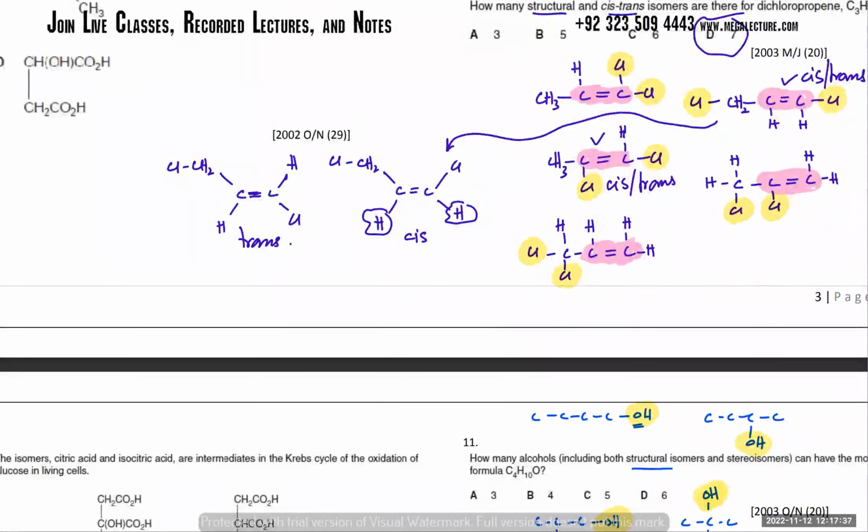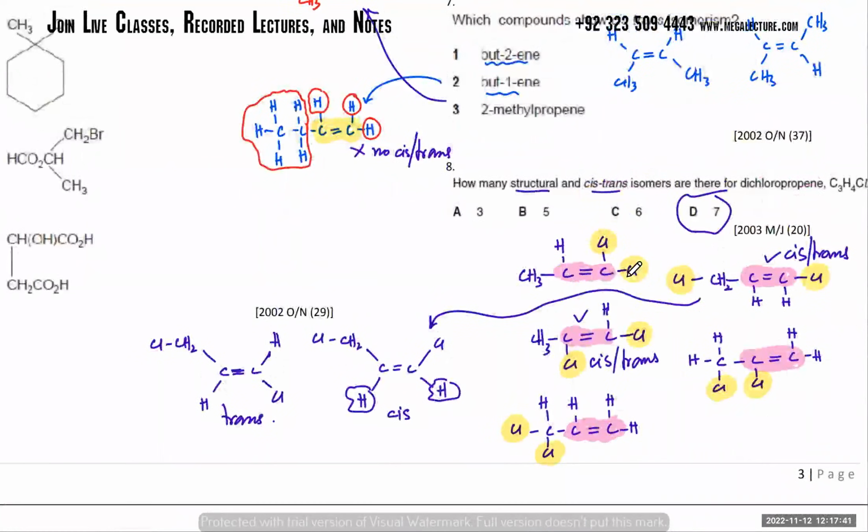So, sir, we don't count the structural ones for the cis and trans, we just count the cis and trans only. Basically, you are counting the structural, but the structural has two versions. One is cis, the other one is trans. Okay? So you are actually counting the structural, but you count it as two.